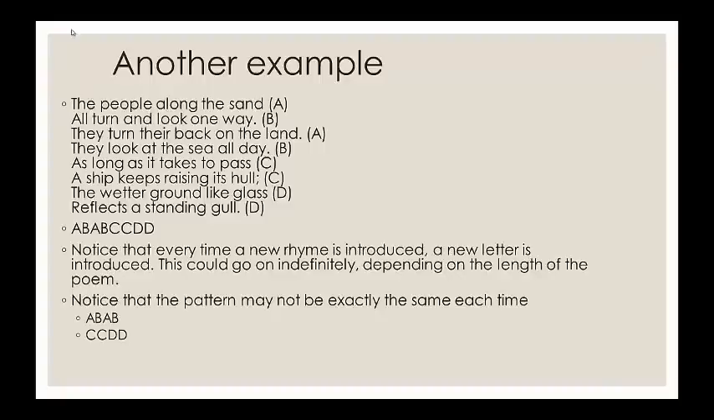Okay, so notice that each time a new rhyme or a new sound is introduced, a new letter is introduced, and that could go on indefinitely depending on the length of the poem. Notice that the pattern may not be exactly the same with each new sound that comes along. You have ABAB at the beginning of the stanza, and then when new rhymes are introduced, it goes to CCDD, not the back and forth rhyme. And that's okay, and there are specific rhyme schemes and patterns that you will see in poetry that does that.